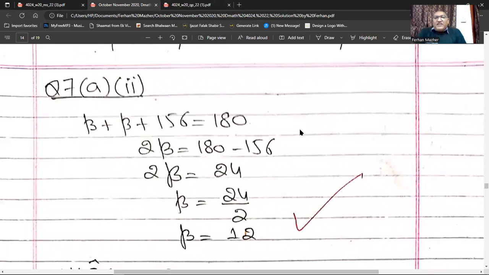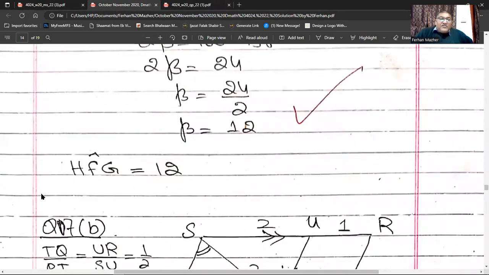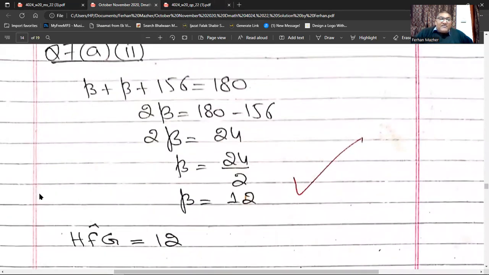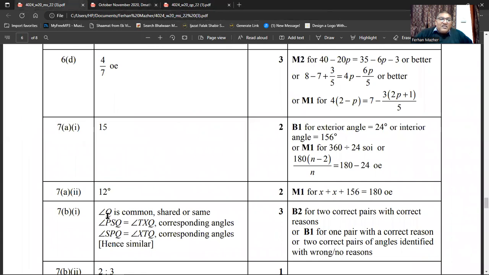So beta plus 156 equals 180. Beta is equal to 180 minus 156. So 2 beta will be equal to 24. So beta will be equal to 24 divided by 2. So beta will be 12. It means the HFG angle will be 12. 12 is the right answer, sir. You can see our solution is right.